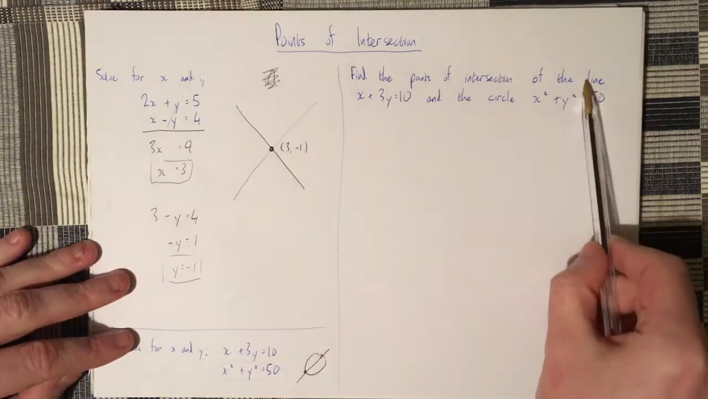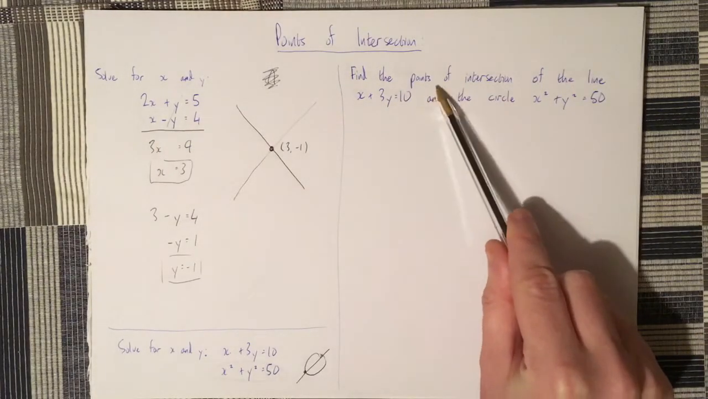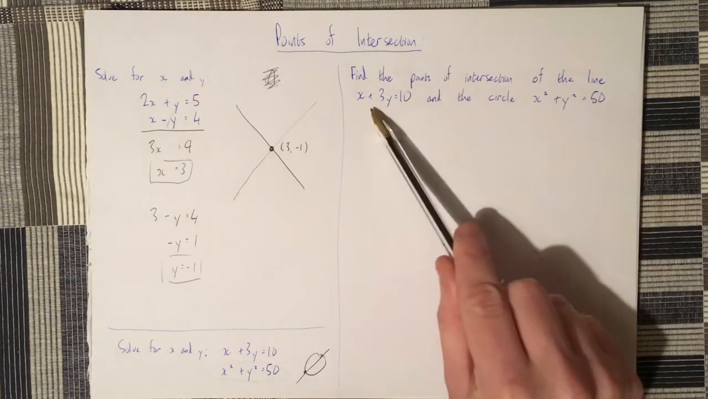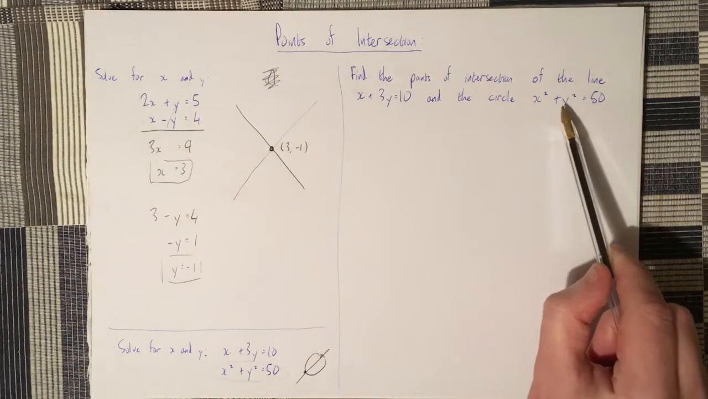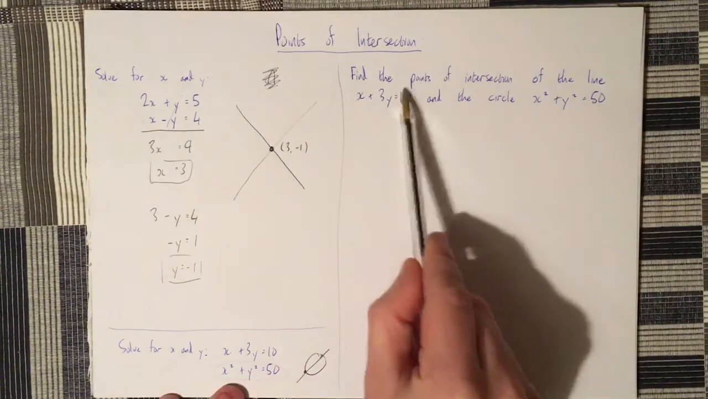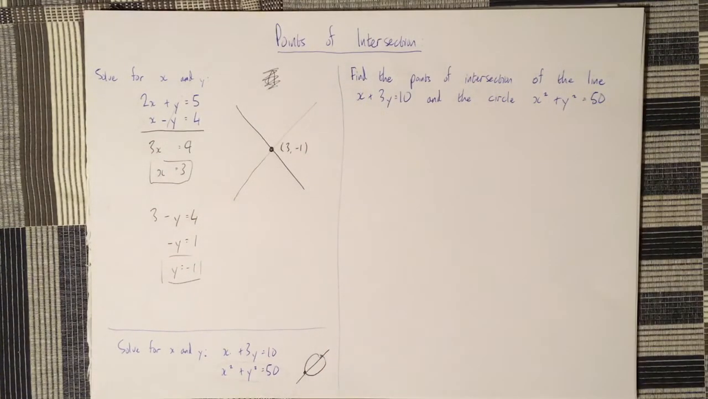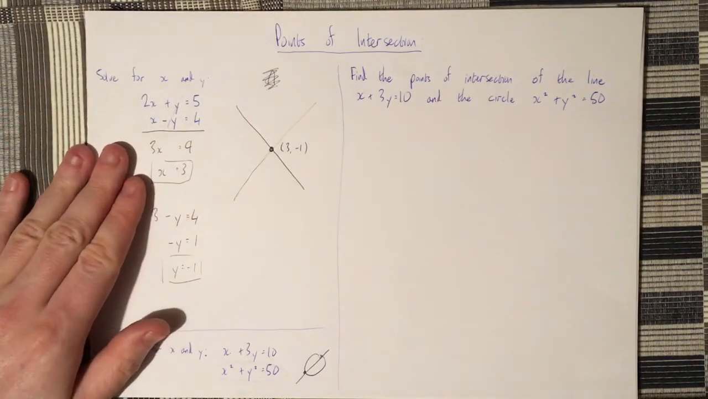If it comes up on paper 2, this is the same question asked a slightly different way. Find the points of intersection of the line x plus 3y equals 10 and the circle x squared plus y squared equals 50. So we solve these two equations for x and y. These are also simultaneous equations because they're two equations with two variables that we're trying to solve, but I use a slightly different method than over here.